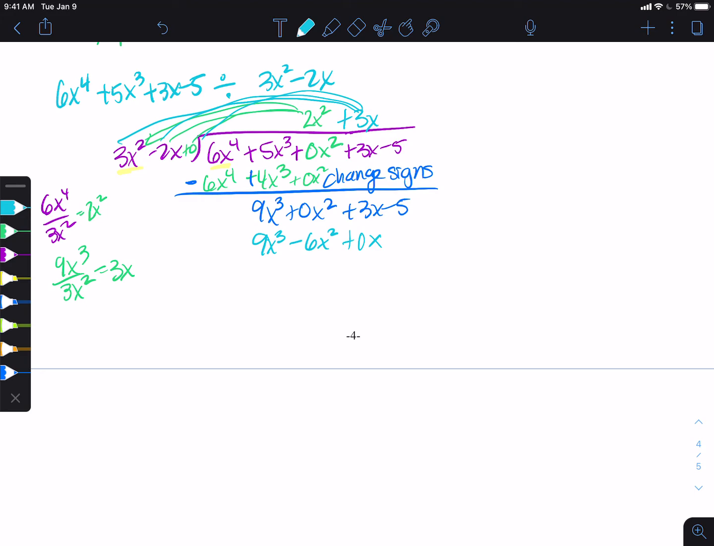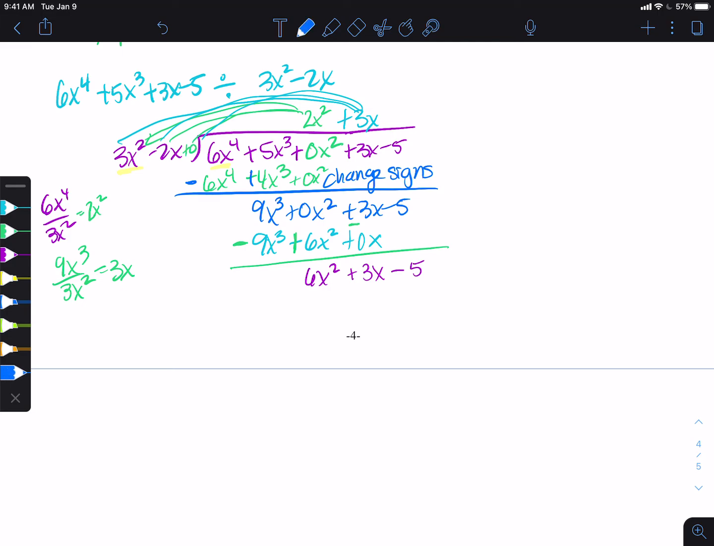So then you change the signs, which is important. So I change the sign, change the sign, change the sign, and then I add straight down. So that gives me nothing, which I should be anticipating. This gives me 6x squared plus 3x, because 3x minus nothing is 3x, and then minus 5. So I'm going to look. This power is matching, so it's not lower, so I need to go again.